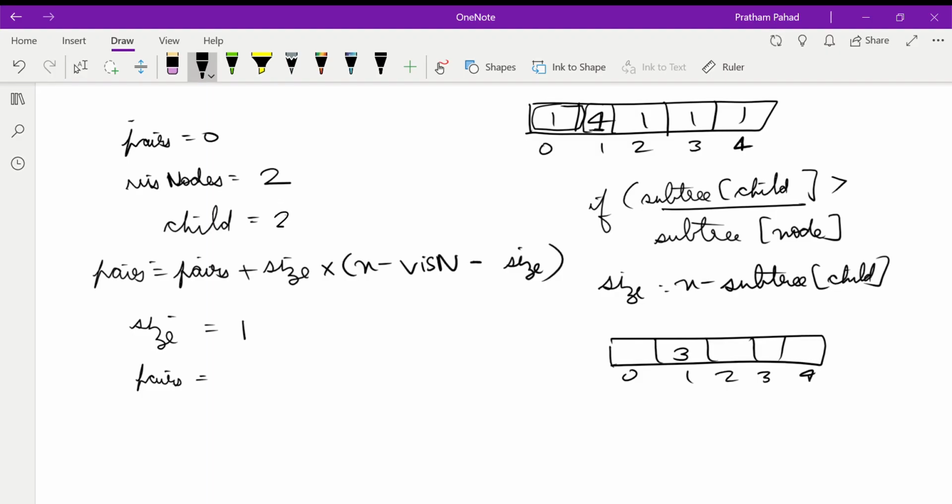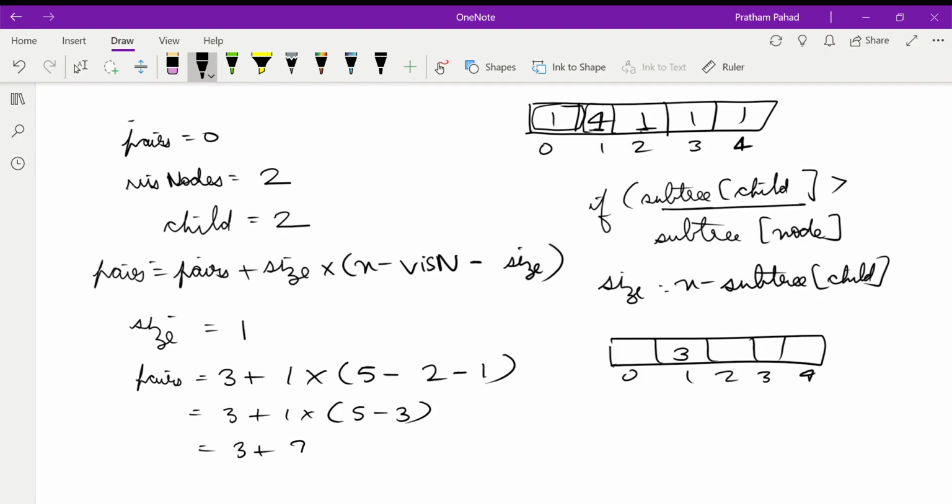Now our child is 2. So pairs equals to pairs. Initially our pairs are 3 plus, now what is our size? Size is 1 again, subtree of child. So 1 into what is n? 5 minus visited nodes, the number of visited nodes is 2, minus size. So 3 plus 1 into 5 minus 3 equals 3 plus 2, which is 5. So total 5 pairs will be there now.